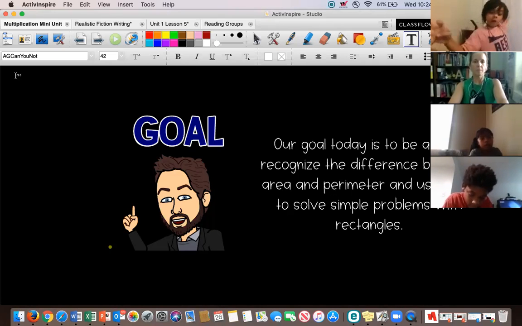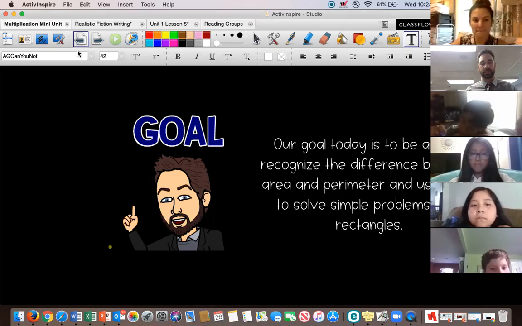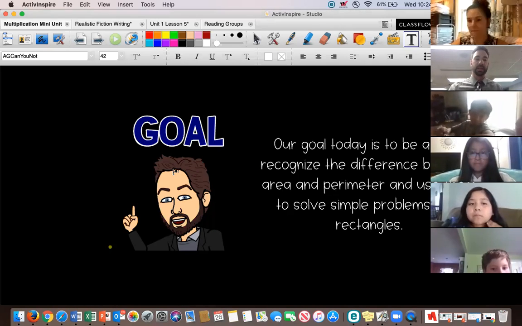Okay, so yep, we're looking at area and perimeter and just using those to solve simple problems about rectangles. So we're not working with other shapes today or any other quadrilaterals, just focus on area and perimeter when it comes to rectangles.